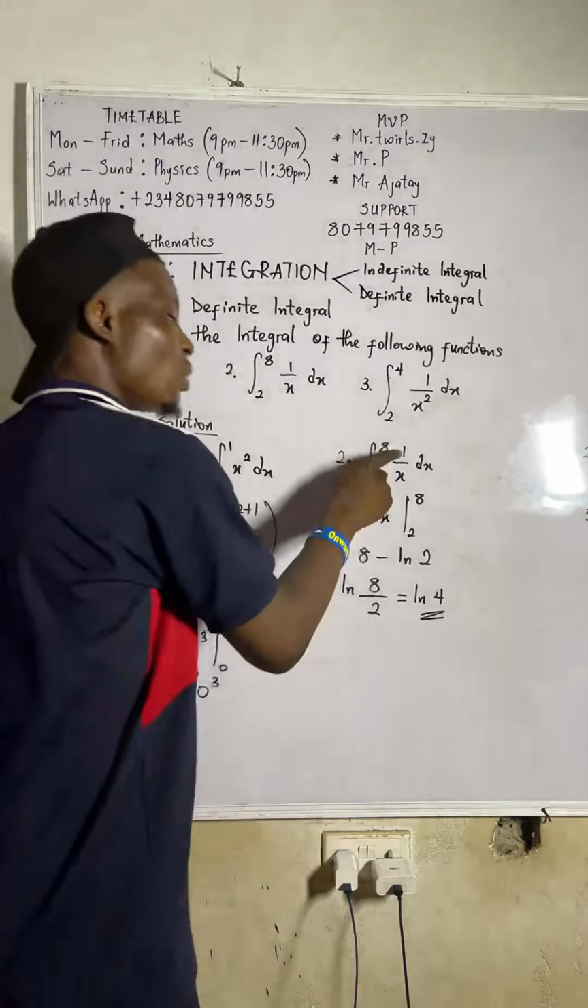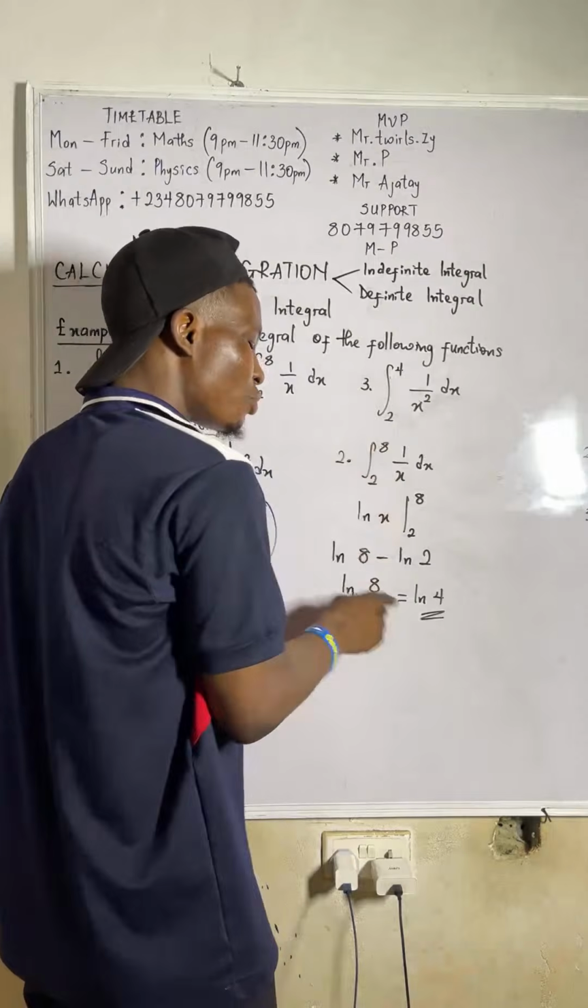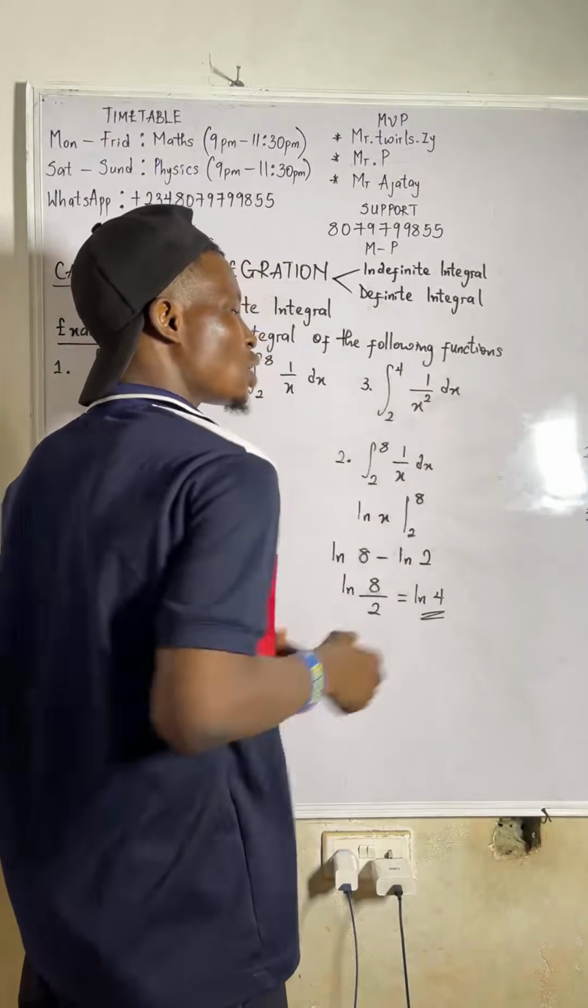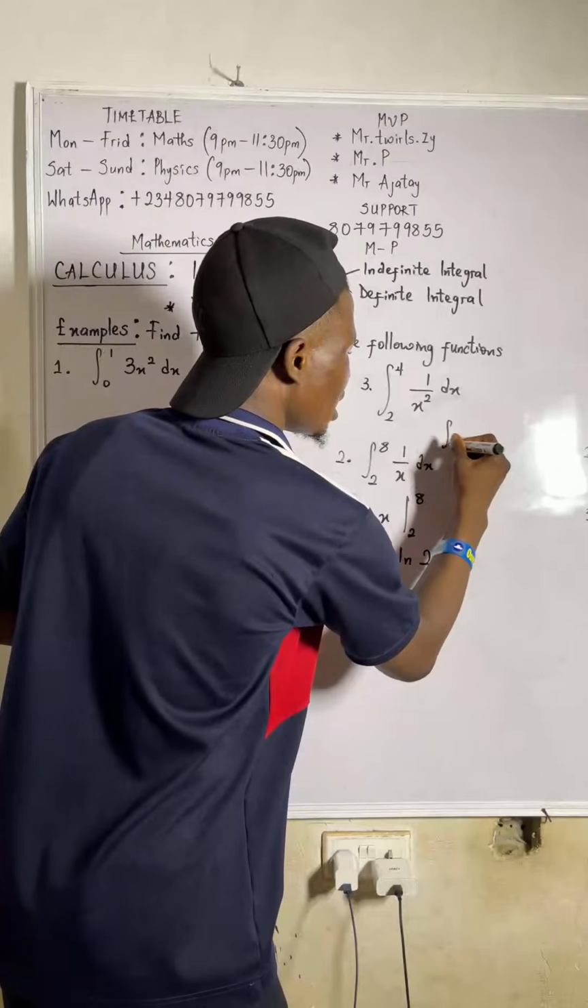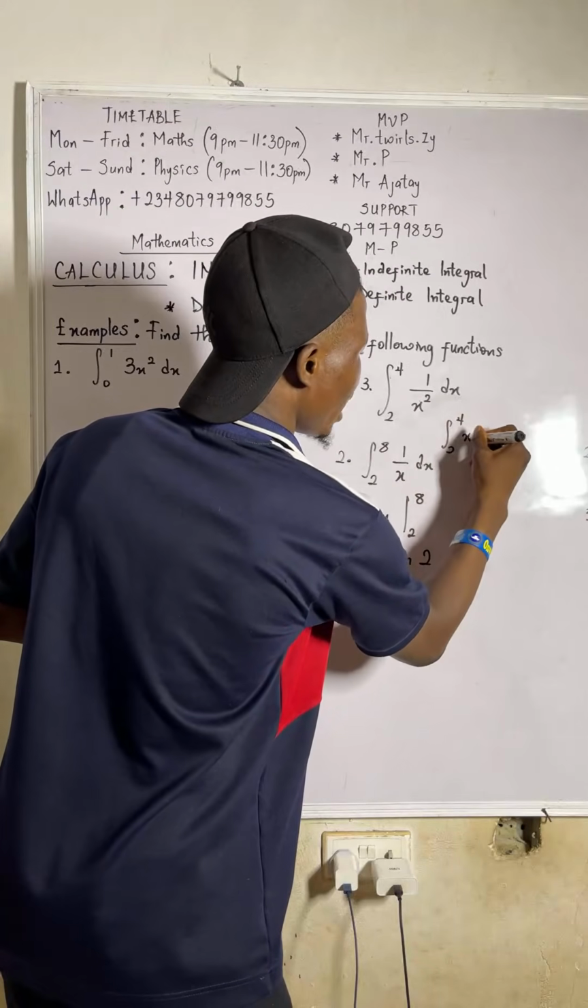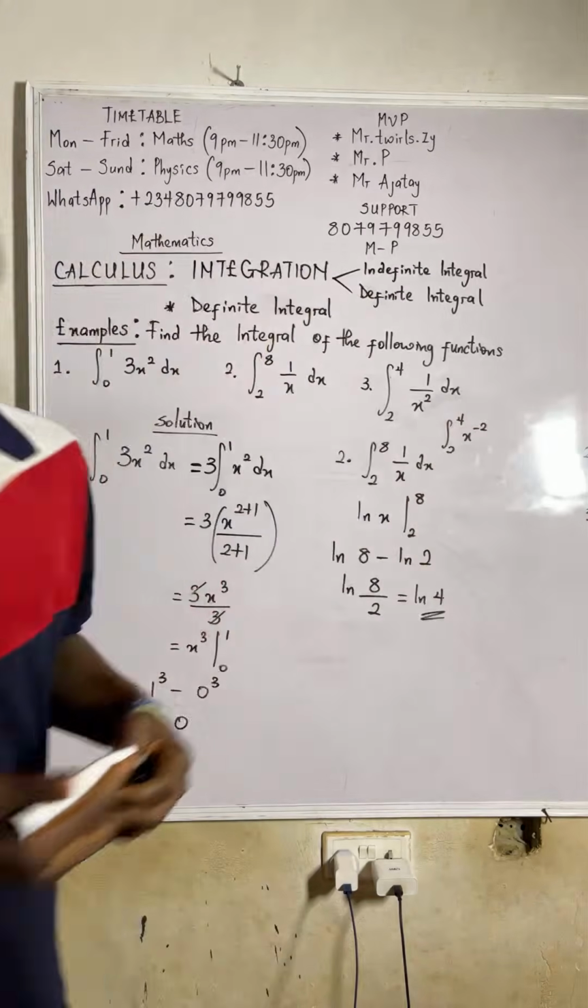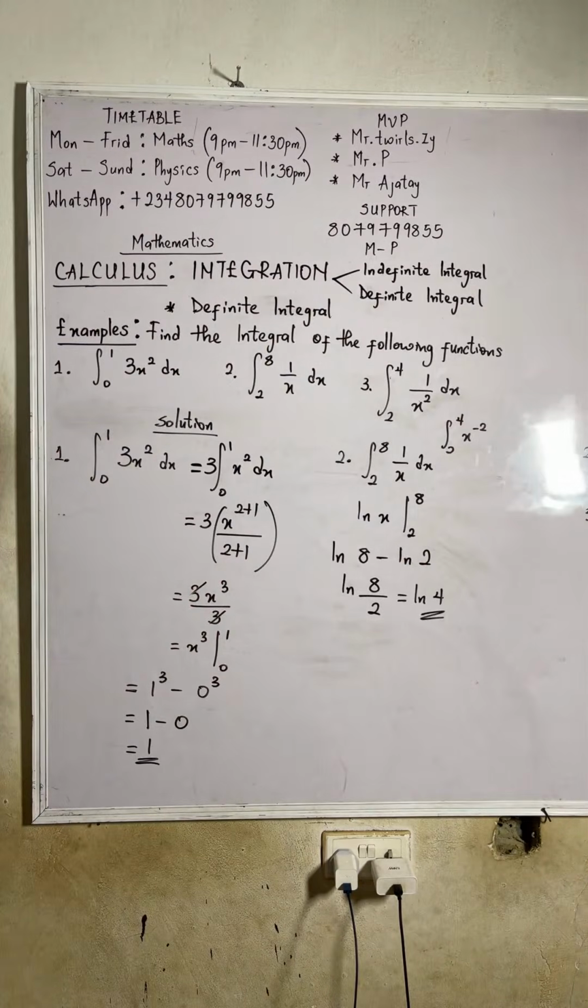It is only when you have the integral of 1 over x that it gives you ln x. But when it is 1 over x squared, you change it to the integral from 2 to 4 of x to the power of minus 2. So you cannot call it ln x squared. Don't call it that, it's not the same thing. Do you understand what I just said?